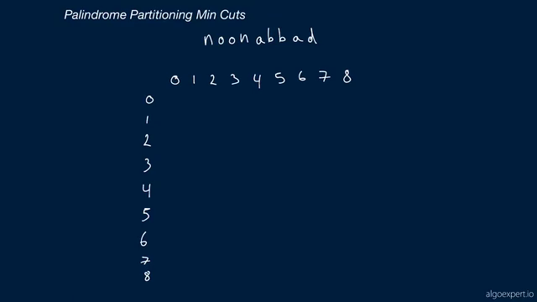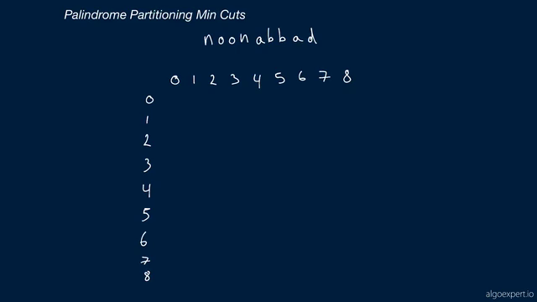In this video, we're going to be covering the question of palindrome partitioning min-cuts. This question basically gives us a non-empty string and asks us to find the minimum number of cuts that we need to perform on this string such that every remaining substring is going to be a palindrome, meaning that it's going to be written the same forward as backward.